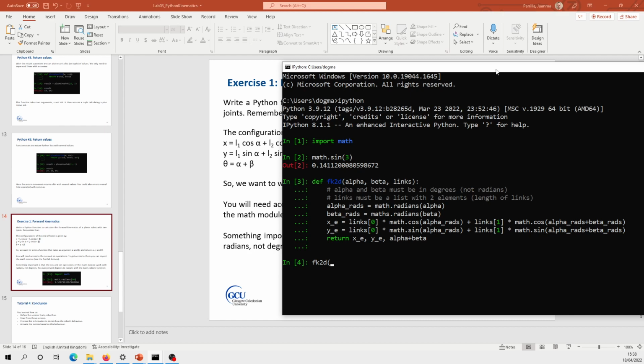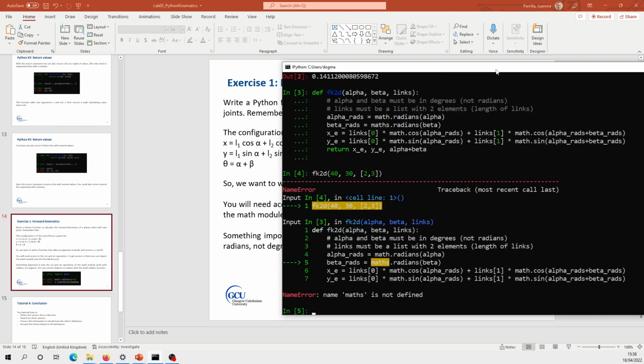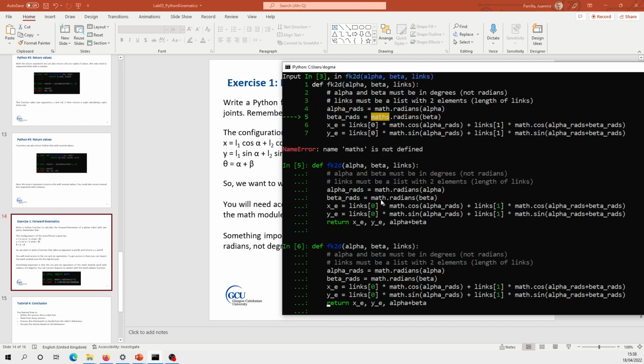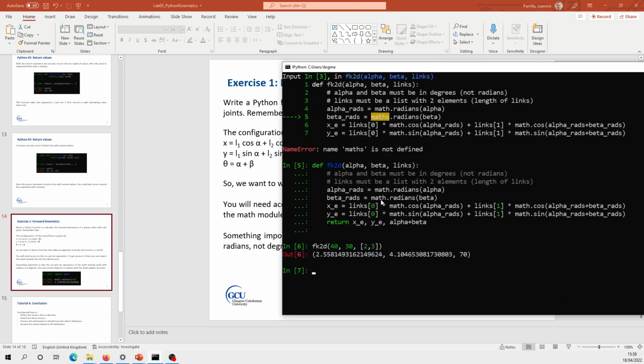So let's say, for example, that alpha is 40 degrees and beta is 30 degrees and the links are of length 2 and 3. Oh, I made a mistake, so this is actually good. You can see that here I made a typo: I put maths instead of math. So I just fix it, and now I execute forward kinematics again. And it says that if the first joint is at 40 degrees and the second joint is at 30 degrees and the links are 2 and 3, the position of the end effector is going to be 2.5541 and 70.